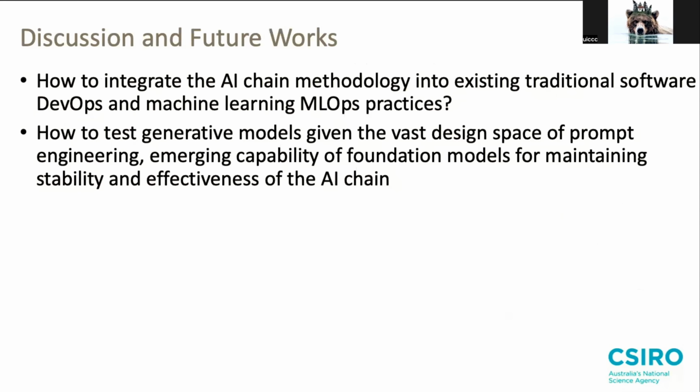So in terms of future work, we have two directions. As we know, there are many mature software tools nowadays. People will not directly drop the existing ones and jump to use the new one. So I think one key direction we need to consider in the future is how to integrate the AI chain methodology into existing traditional software and machine learning practice.